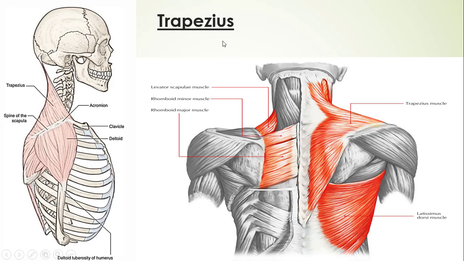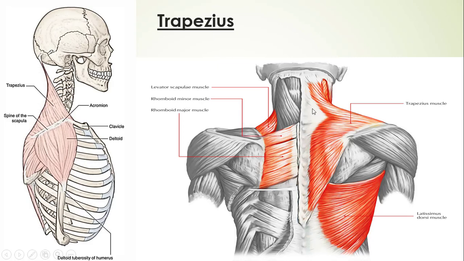Starting with the trapezius. Each time we describe the anatomy of a muscle, we should describe 7 things: the shape of the muscle, the position, origin, insertion, blood supply, nerve supply, and type of movement or function of the muscle.